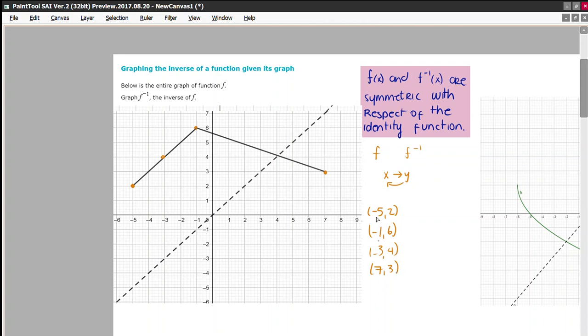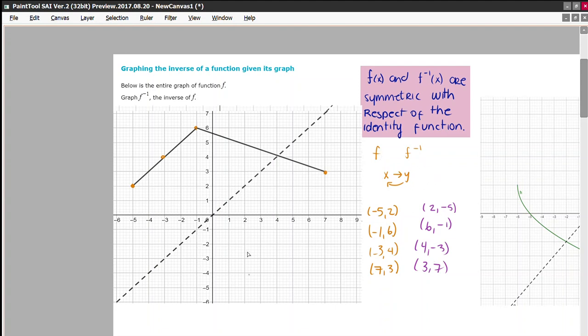So all of these points are in the graph of my function, and for a value of x, they have a value of y. That is, my function sends this value of x into this value of y. And because I know that my inverse undoes that, my inverse is going to send 2 into -5, 6 into -1, 4 into -3, and 3 into 7. So let's start plotting these points.